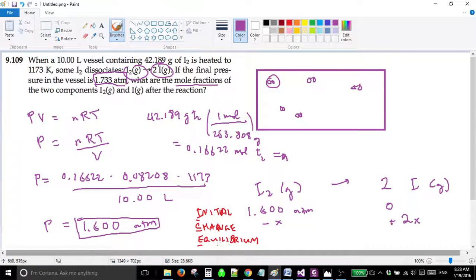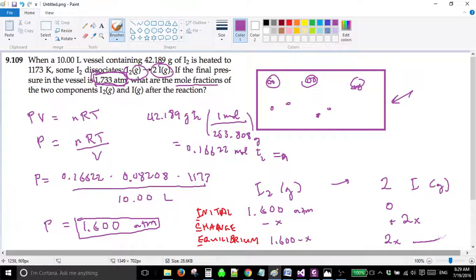Now at equilibrium, which just means the end, I just take the sum of these things. So it's now 1.600 minus x. That's the sum of the initial and the change. And the sum of the initial and the change in the products is just 2x. So at equilibrium, at the end of the reaction, inside this container, we're going to have a bunch of these iodine molecules and a bunch of iodine atoms. And we don't know how much of each. However, we do know that this bunch of molecules and this bunch of atoms sum up together to make 1.733 atmospheres. That's what we know.